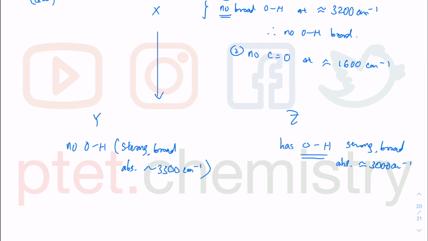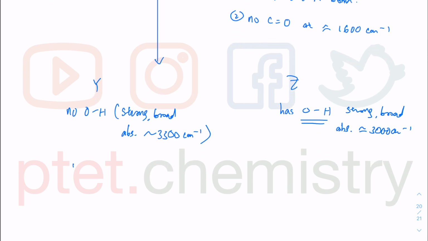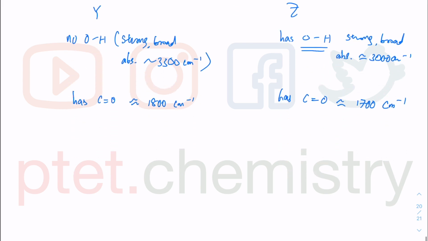So it has OH for Z, and this one has C=O. You can tell it's roughly at 1800 wavenumber, give or take. This one also has C=O, but at a slightly different wavenumber, around 1700. So Z has C=O and OH. Y has no OH, but it has C=O. They're asking which row could be correct.